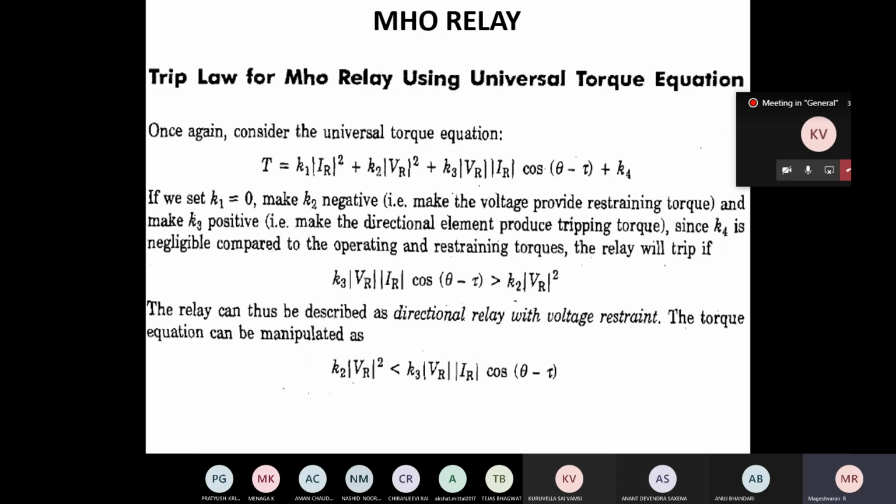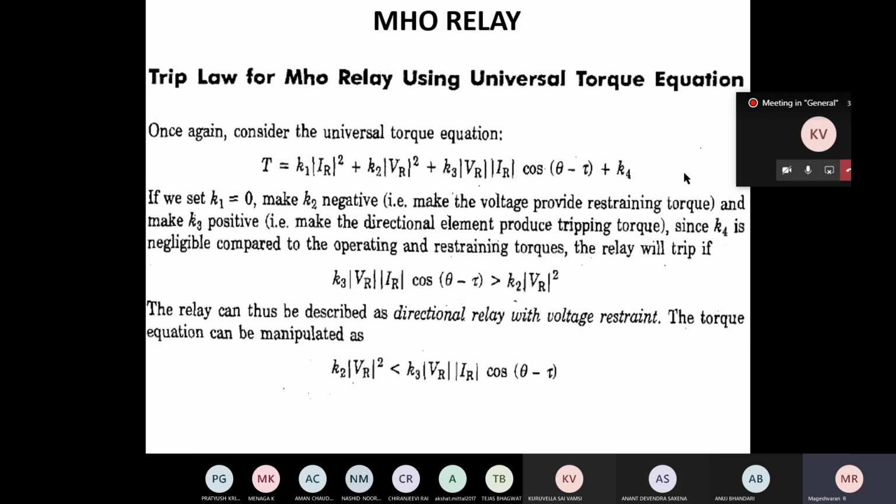And what about the reach of the relay? It is better than the simple impedance relay and worse than the reactance relay. It is better than the simple impedance relay because there the percentage of underreach is high compared to the percentage of underreach in the Mho relay. That we are going to see.